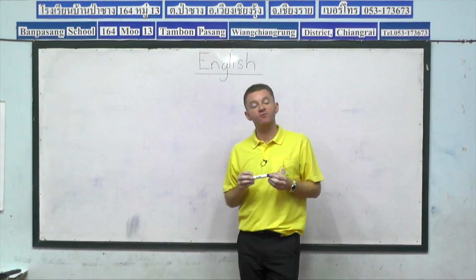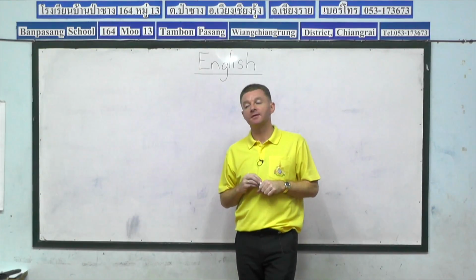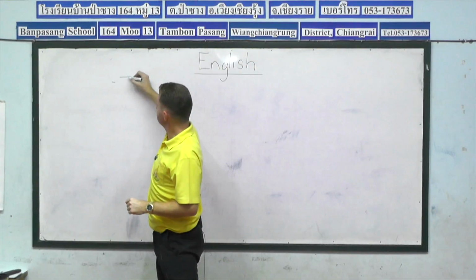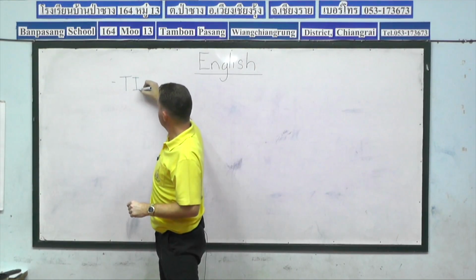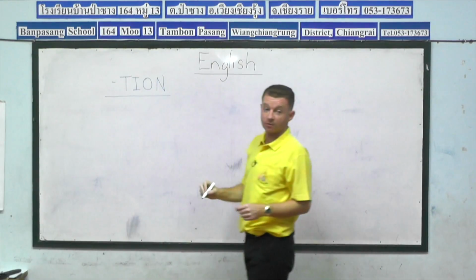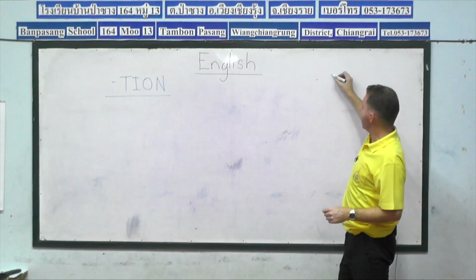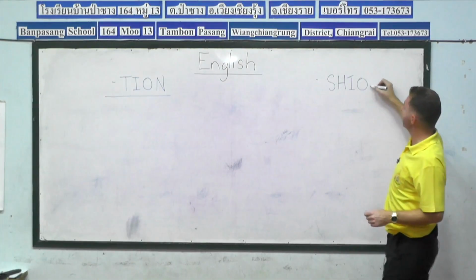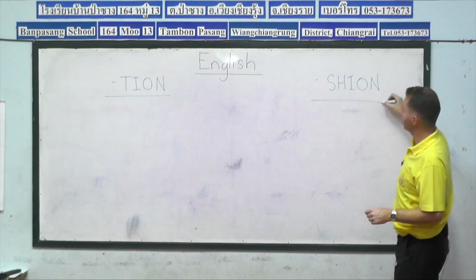The 2 different spellings, how are they spelled? T-I-O-N. T-I-O-N is one. So we've got one column, and then the next column. S-H-I-O-N. Okay, so our 2 columns on the board.